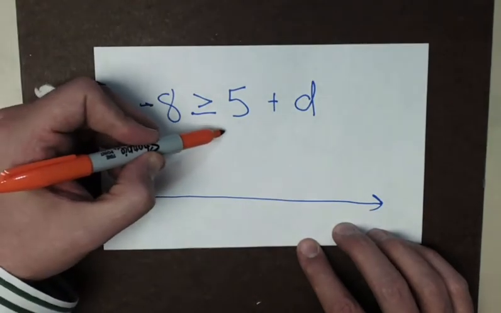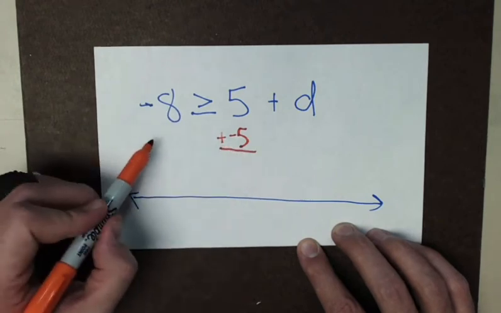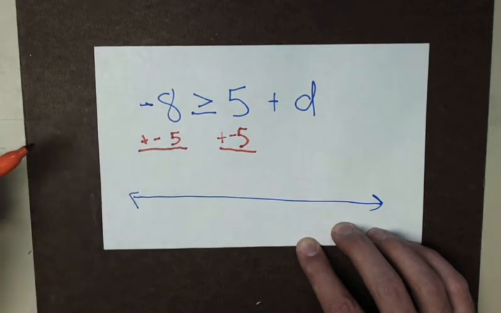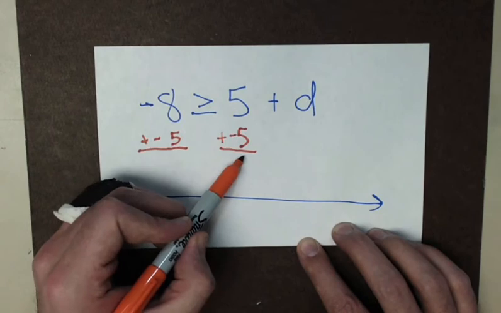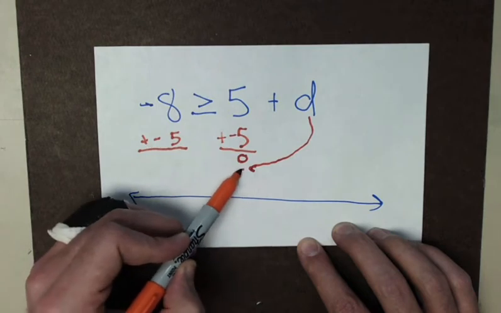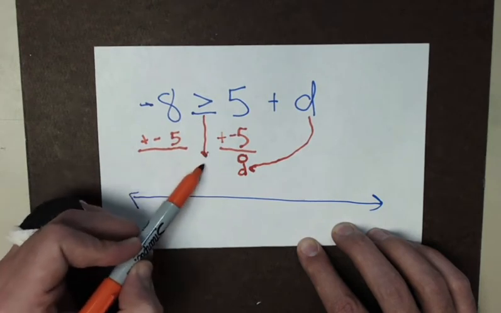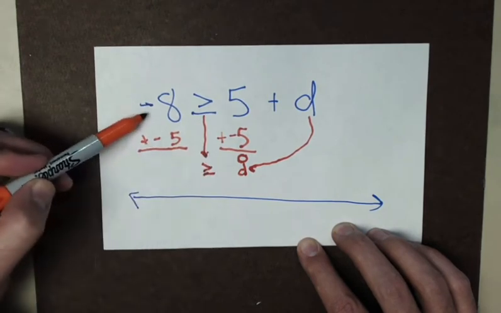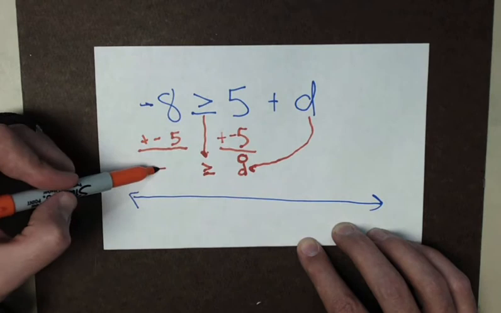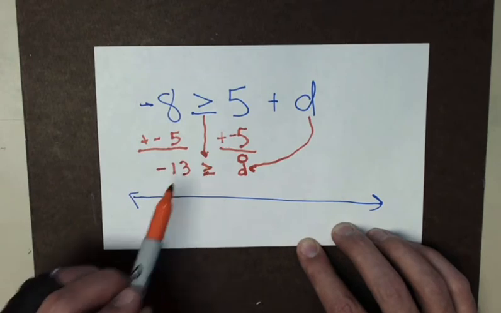All right. Start by adding the opposite to isolate the variable here. So we're going to add a negative 5 to both sides. Okay. 5 plus negative 5 is 0. The D gets brought straight down here. We got D there. Okay. The sign gets brought down. And negative 8 plus negative 5, it's like if you lost $8 and then lost 5 more, you've lost a total of 13. Okay, so I read it like this. D is less than or equal to negative 13.